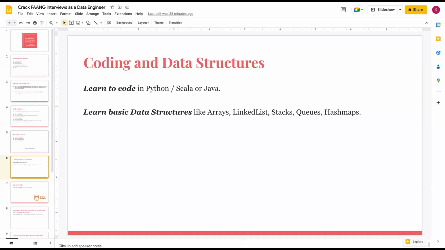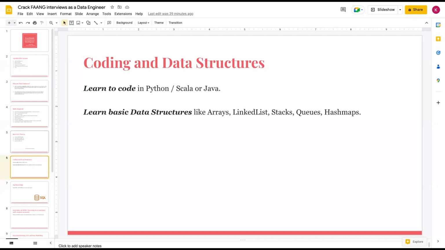So, coding and data structures. As I already mentioned, you need to learn any one language, be it Python, Scala, or Java. You need to have a very good knowledge of one language. Since you are applying for a DE role, Python or Java or Scala, anything will work. Python is preferred in some of the companies, but it's not the case with FAANG. If you are applying for a FAANG company, any language would work, but it should be either Python, Java, or Scala. C++ is not preferred since in the data engineer role, C++ is not used.